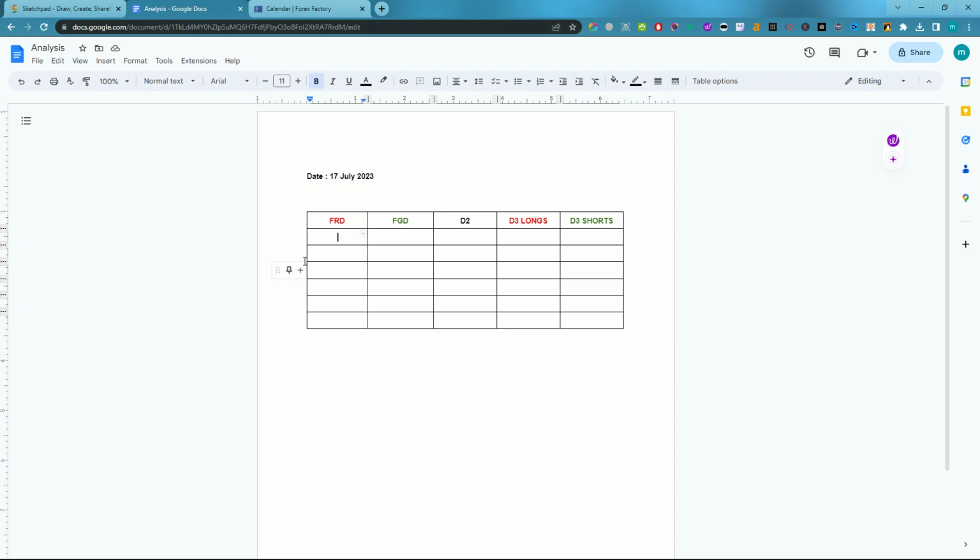So right now, these are my setups. I have already green day 2, day 3 longs, day 3 shorts. I've already explained a couple of them in my previous videos, but I'll also make more videos where I explain all this setup in detail. Okay, so say for instance, if gold gives me a red day, I'm gonna write it here. If euro USD gives me a green day, I'm gonna write it here. If another currency gives me a day 2, I'm gonna write it here.